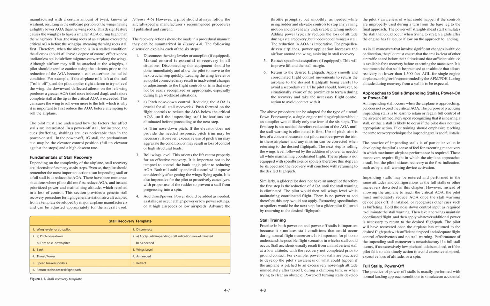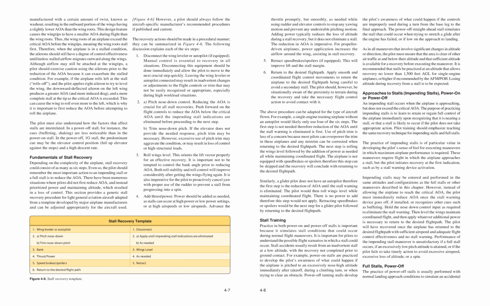Depending on the complexity of the airplane, stall recovery could consist of as many as 6 steps. Even so, the pilot should remember the most important action to an impending stall or a full stall is to reduce the AOA. There have been numerous situations where pilots did not first reduce AOA, and instead prioritized power and maintaining altitude, which resulted in a loss of control.